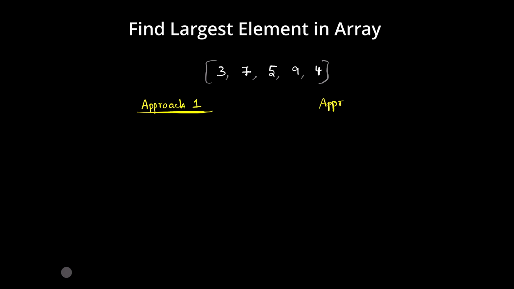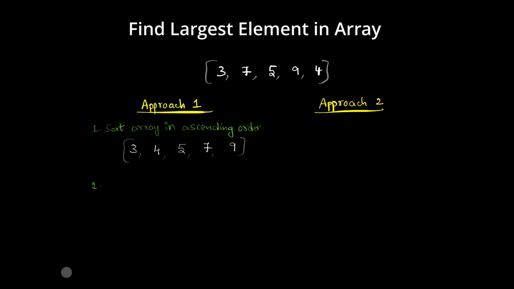Let's look at two different approaches to solve this problem. Approach 1, sort array and find maximum. In this approach, we sort the array in ascending order. Once the array is sorted, the largest element will be at the last index.